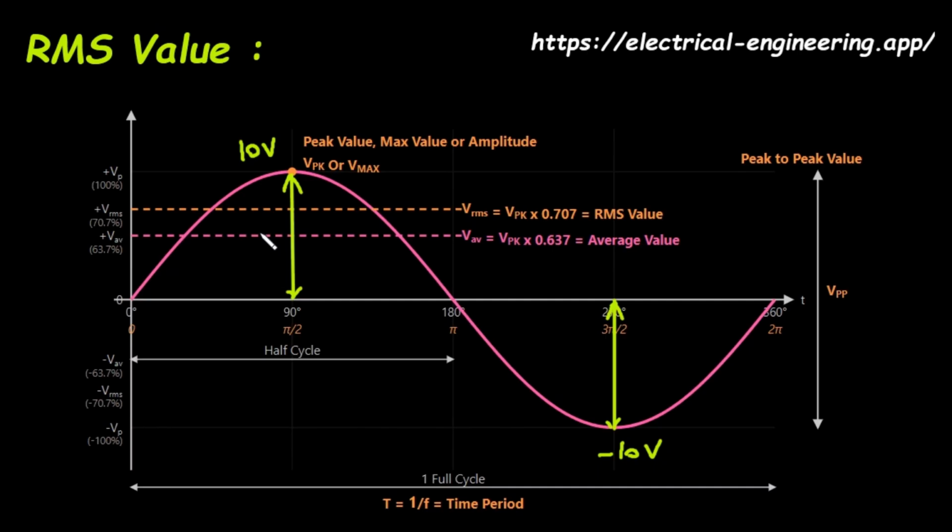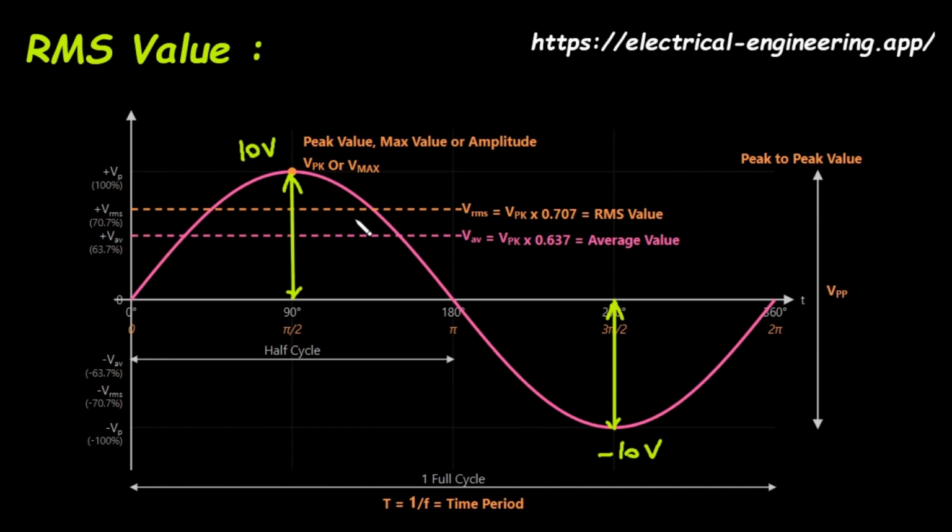Now what will be the definition of RMS value? RMS value is the equivalent DC value that would produce the same amount of heat or power in a resistor as the AC signal does over one complete cycle.